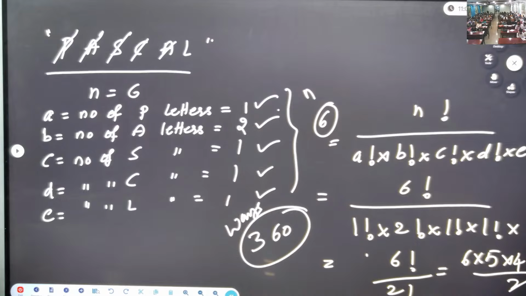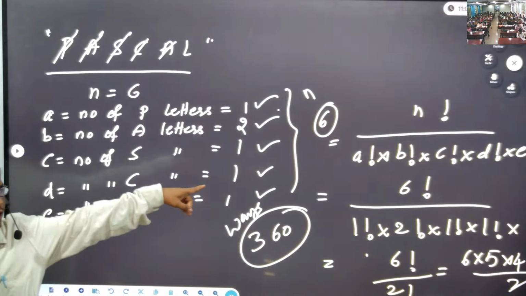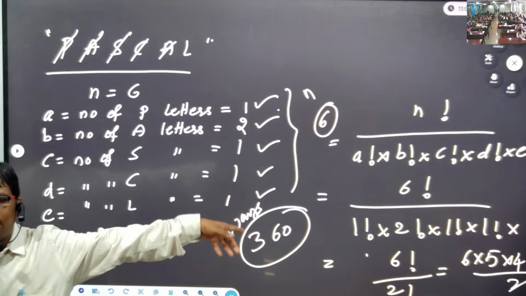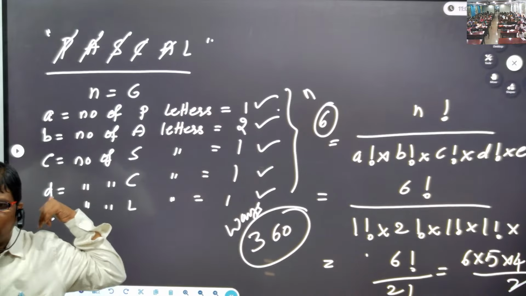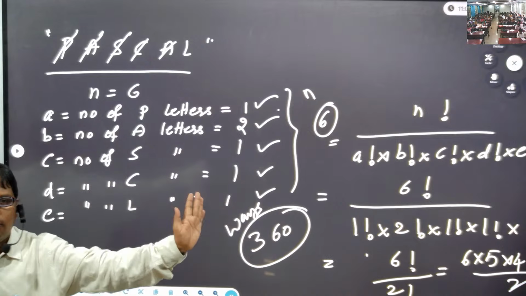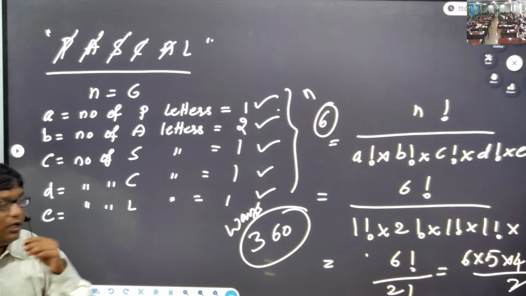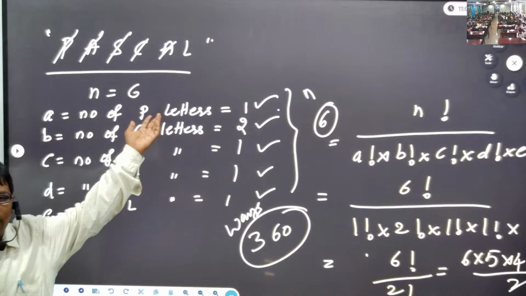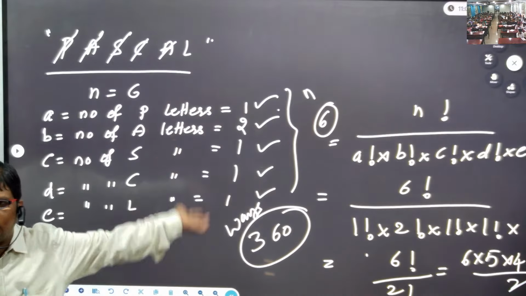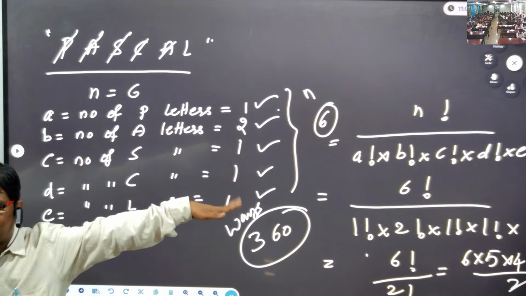Right? Understood the problem? So when you are asked with repetitions, you have to use the formula n factorial by a factorial, b factorial, c factorial, d factorial and so on, depending on the letters you are going to take your values. Then you have to cross check your n value with your sum value. If both are equal, then you have to substitute the values in the formula. That's it.